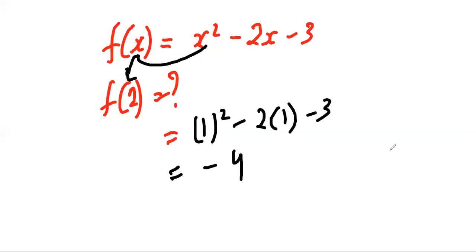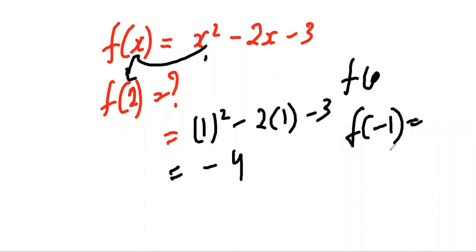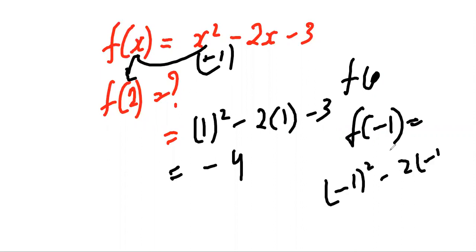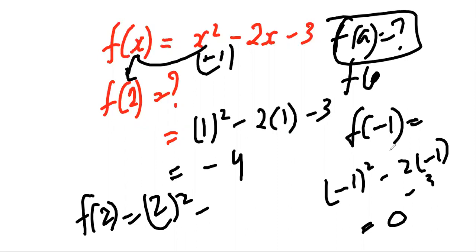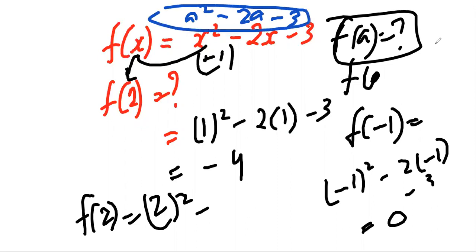Similar to this, if in a question it is written function of minus 1, then we will put minus 1 in place of x. So it will be minus 1 square minus 2 minus 1 minus 3. Its answer will be 0. So if function is 2, then we write 2 here in place of x. Similar to this, if f of a is given to you, you have to find the value of a, then simple, you have to put a in place of x. Okay, this is the equation, simple.